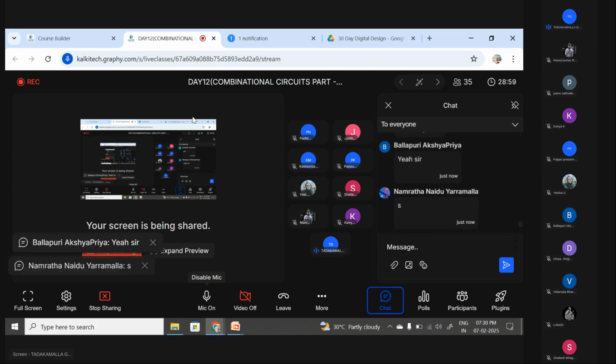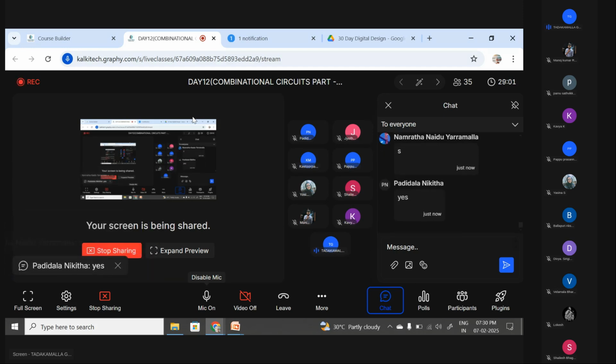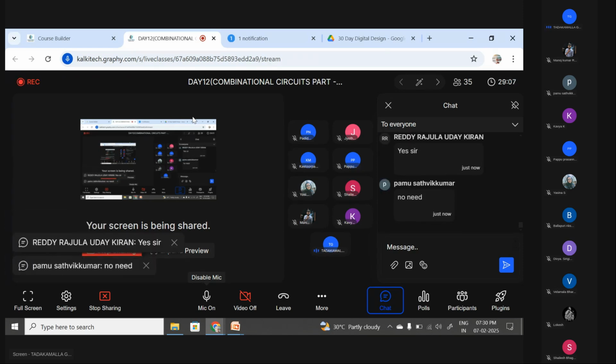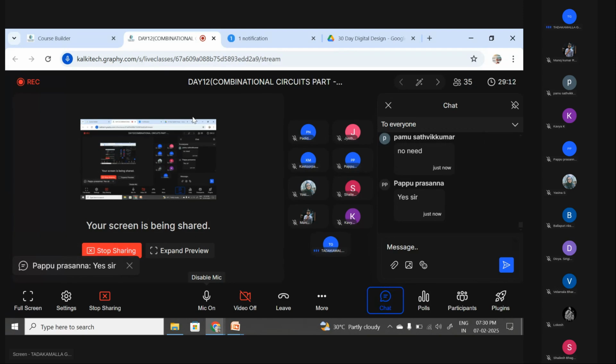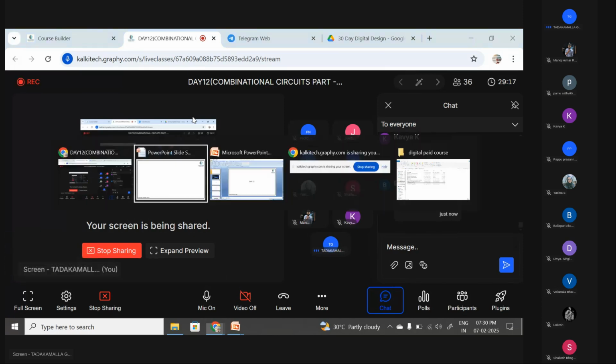So do I need to explain the 16 cross 1 mux, 32 cross 1 mux, 64 cross 1 mux, everything? No, right? Only 2 cross 1 mux and 4 cross 1 mux. Is it enough, right? Yes. Now, let us see.